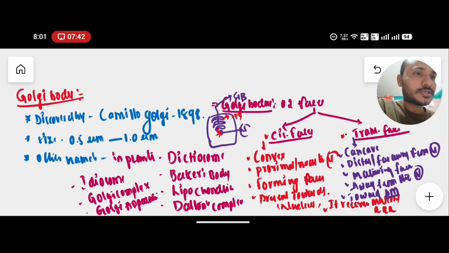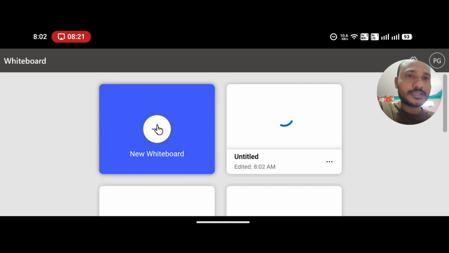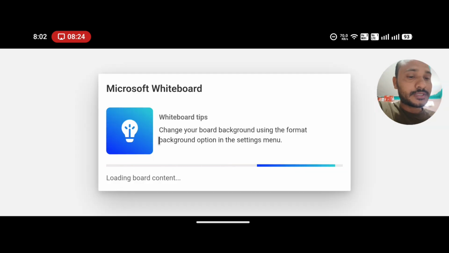And what is the role of this trans face? Here I am writing: it alters and ships the materials out. Generally, the cis face receives material from the endoplasmic reticulum, and after receiving, those materials undergo various modifications. Then the trans face alters and ships the materials out from the cisternae of Golgi bodies. So that is the major role of the trans face. Okay, one important note about the cis and trans faces: they are non-identical.